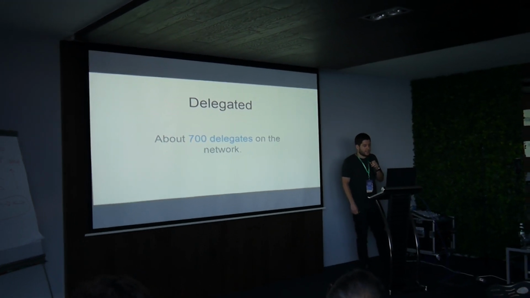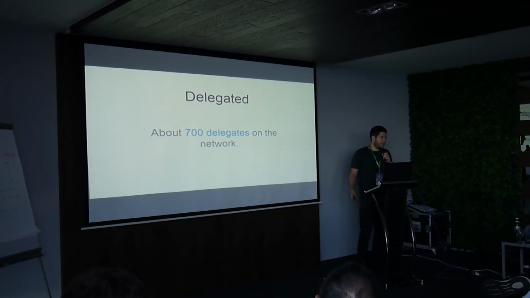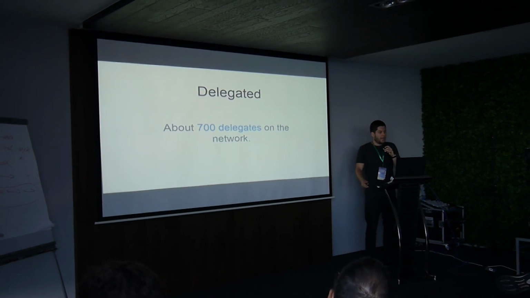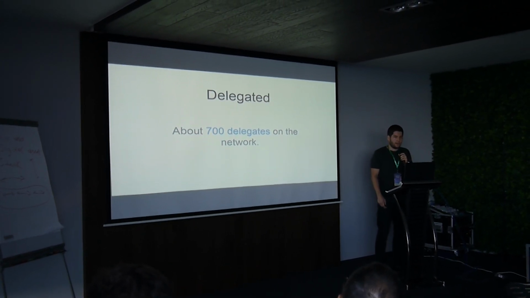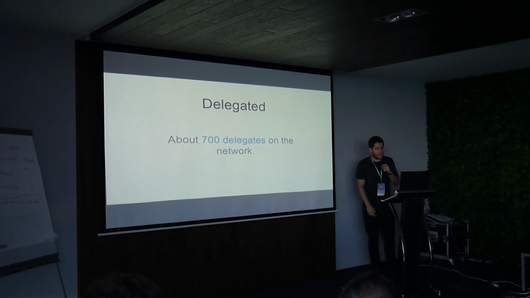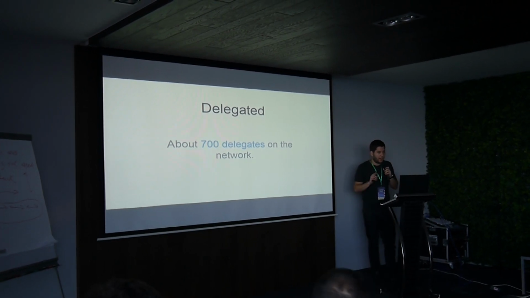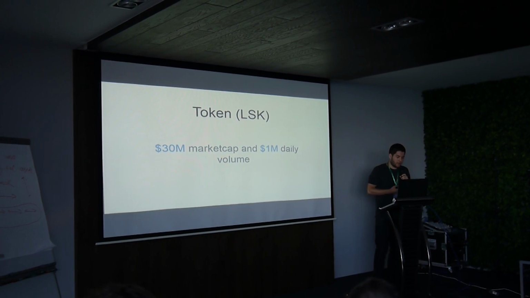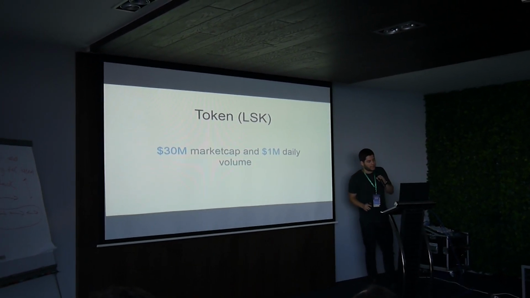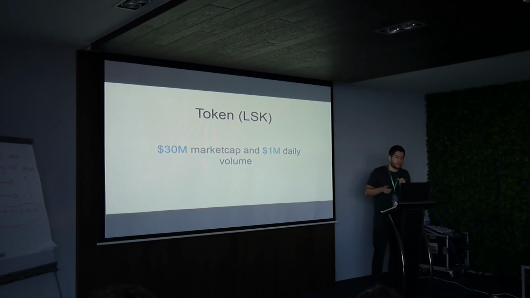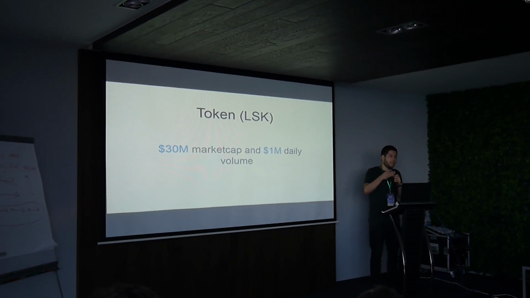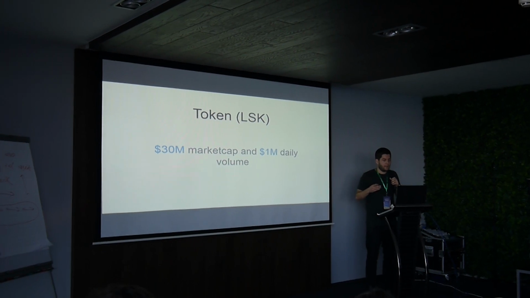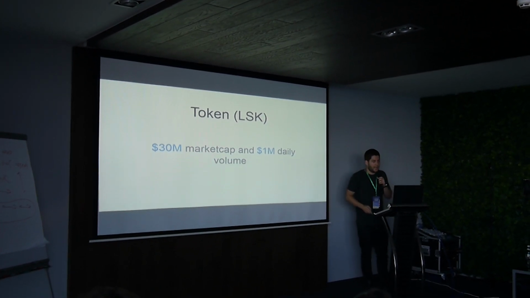It is delegated, running on delegated proof of stake, which Charles invented. And currently there are over 700 delegates on the network registered after 6 weeks. And it has its own token, currently with a market cap of around $30 million and a daily volume of $1 million. So app developers can really use this token and have an ecosystem in order to monetize their apps, right?